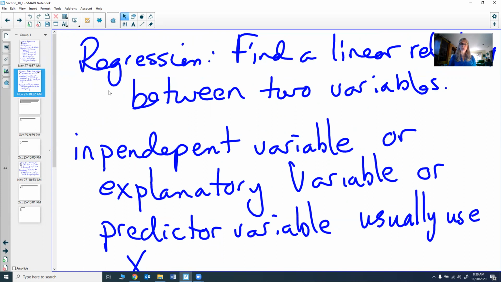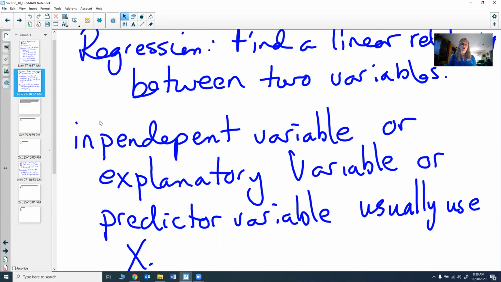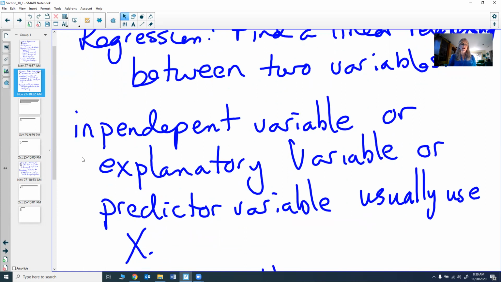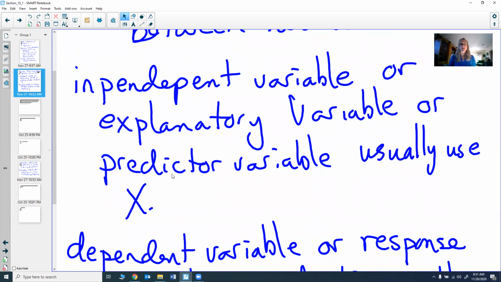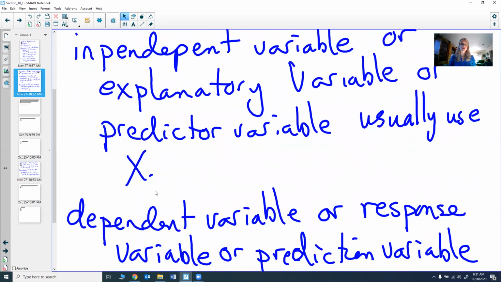We're going to find linear regression between two variables. So you need to remember that we have two different types of variables in mathematics. One is called the independent variable and one's called the dependent. In statistics, the independent variable is that explanatory variable. You can also sometimes call it the predictor variable. I don't like that word. I prefer the explanatory variable. And that's the one that explains what's happening. And so we usually use X for that in math classes, so we'll probably use X in this class also. But you can also use words and not use X at all.